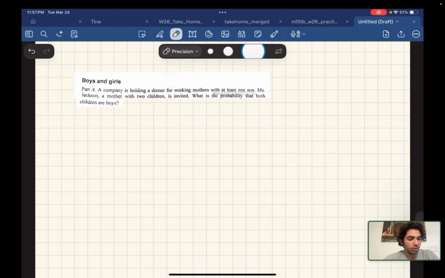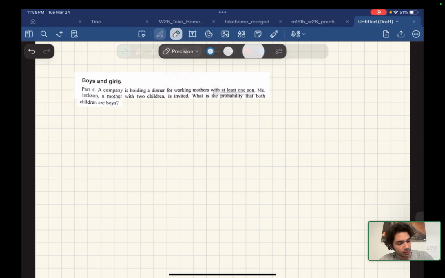This question is called Boys and Girls. It's two parts. Part A says a company is holding a dinner for working mothers with at least one son. Miss Jackson, a mother with two children, is invited. What is the probability that both children are boys?